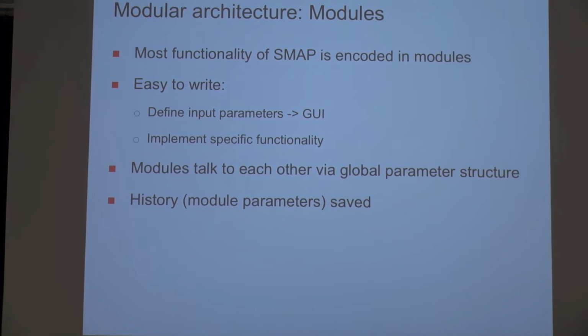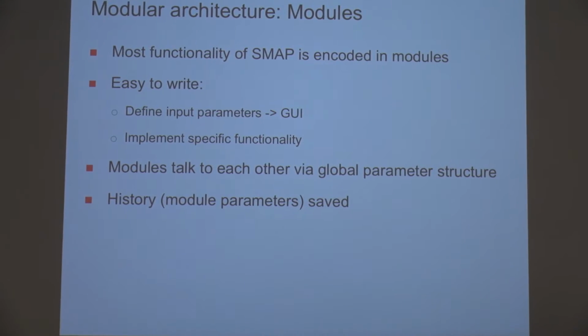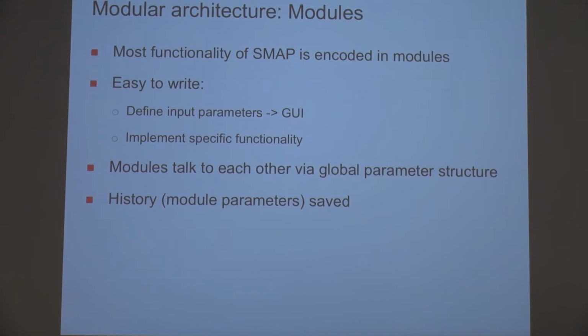You take a template, put in a few lines where you define the user parameters, which are then rendered in the user interface later, and then you implement your specific functionality without much worrying about the rest of the software, and finally copy it into the plugin directory. Although most modules are really independent from each other, they can talk to each other using a global parameter structure. This we use, for instance, to synchronize fields of the user interface. Also, every module saves its parameters, so afterwards you can always know what you did to your super resolution data, which analysis steps you performed.